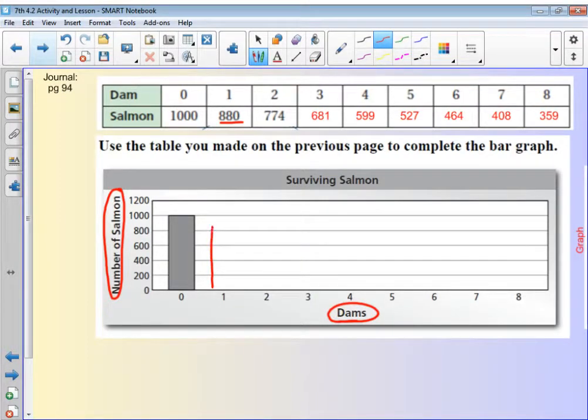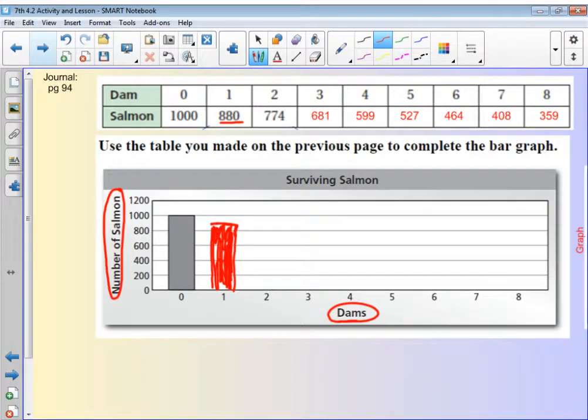Each of these lines is representing 200. 880 is close to 900, so I'm going to change this and go a little bit under halfway, because 900 would be about halfway up this set of bars here. 880 is going to be a little underneath that. We're not going to get it exact. So there we have our 880.